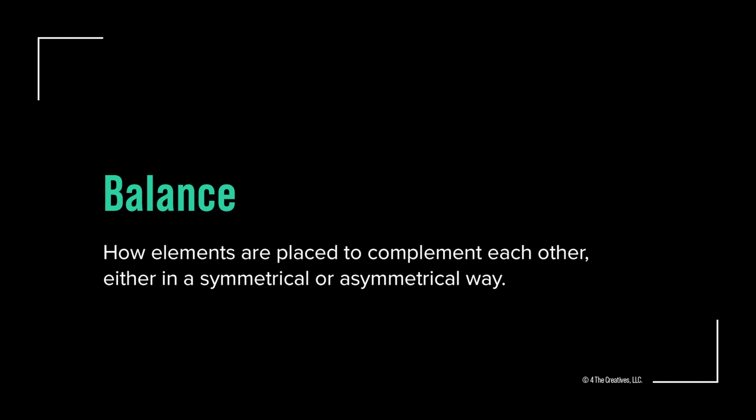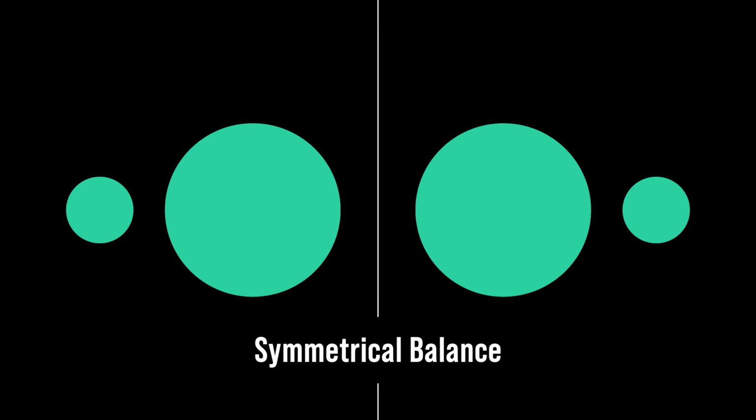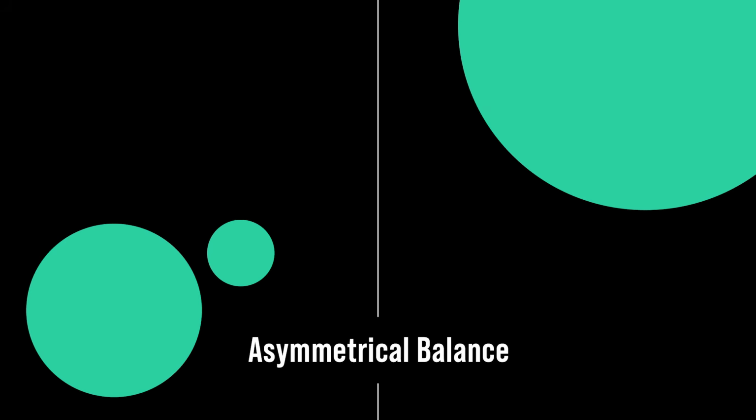Balance. This consists of how elements are placed to complement each other, either in a symmetrical or asymmetrical way on a page. When two sides of a design are the same, that's said to be symmetrical, meaning having similar or exactly the same parts to the other side, which allows each side to balance the other. Or when two sides are not similar but still balance each other, that is called asymmetrical.